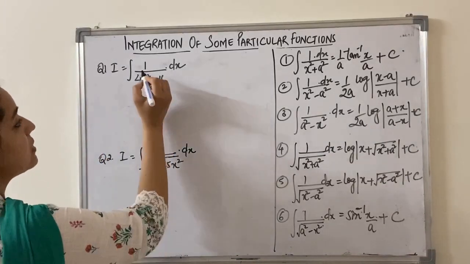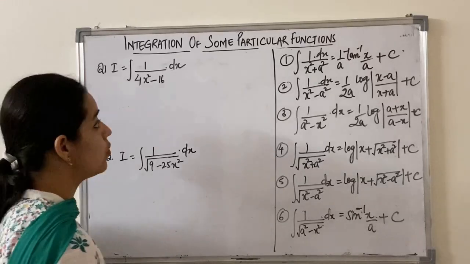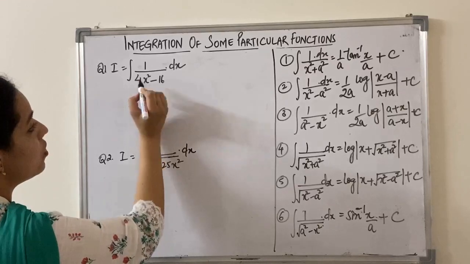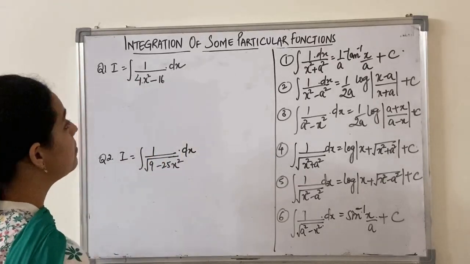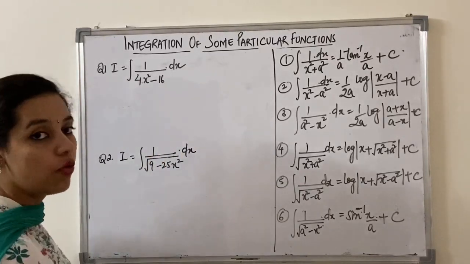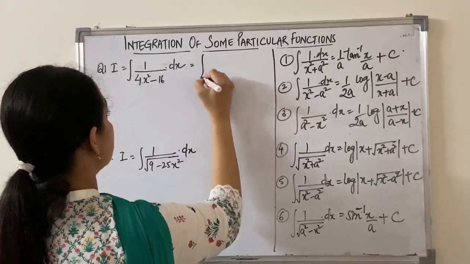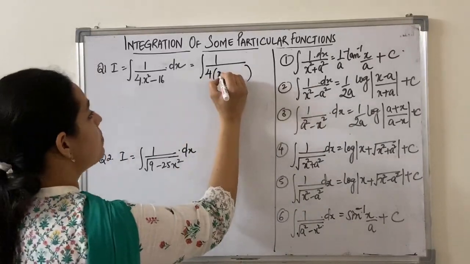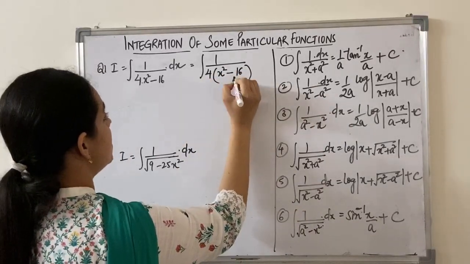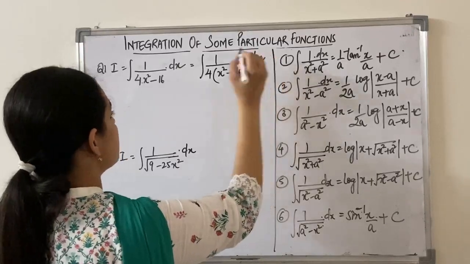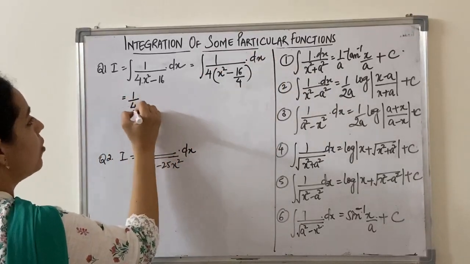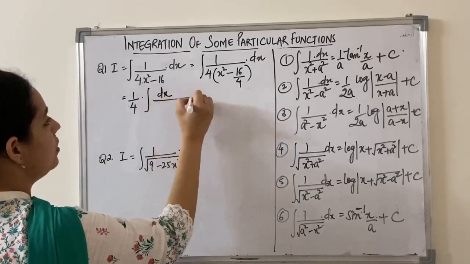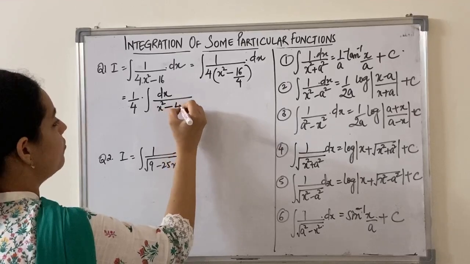So here if you want to use any of these formulae, you have to first of all observe that the numerator is 1, which is 1 here. So come to the denominator, the coefficient of x square is 4, which can be made as 1 by taking 4 as common. So the very first step is I will take 4 as common from the denominator. So it will be x square minus 16 upon 4 dx. So it is further equal to 1 upon 4 dx upon x square minus of 4.